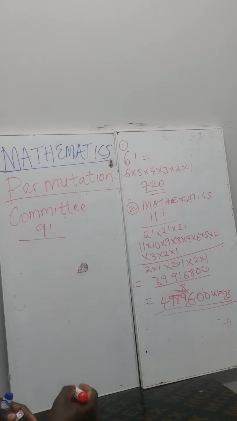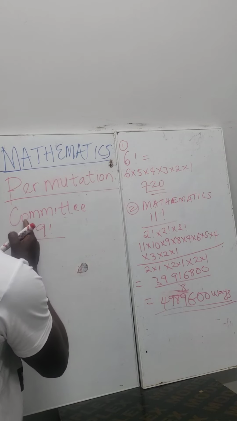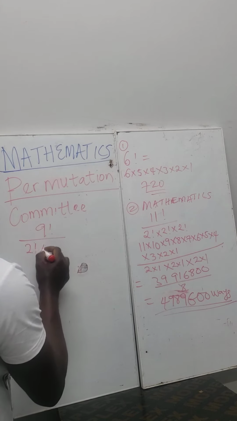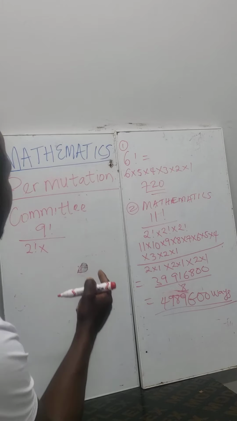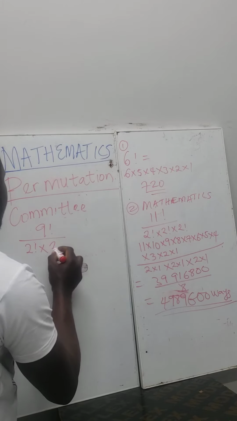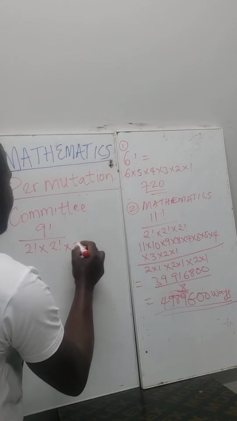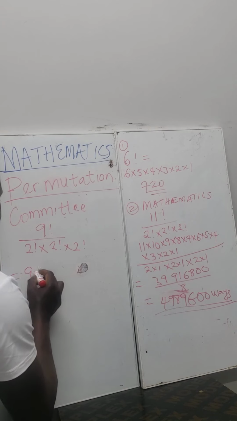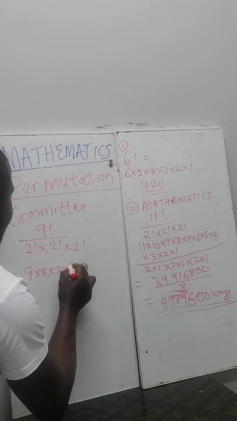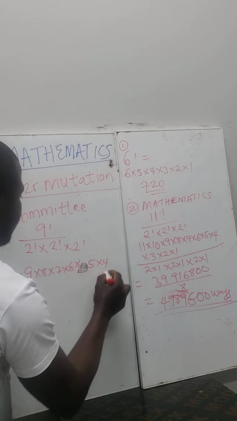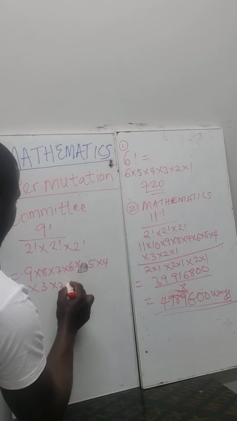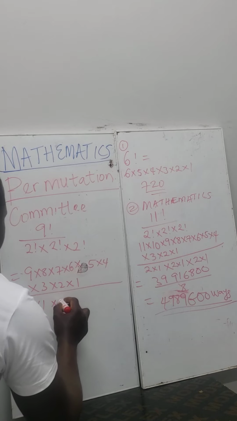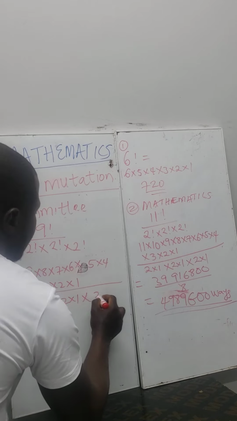Do we have any repeated letter? C is not repeated. What about O? O is not repeated. What about M? M is repeated. How many times? 2 times. We also have T repeated 2 times. Then E is also repeated 2 times. You understand the logic now? So we now say 9 times 8 times 7 times 6 times 5 times 4 times 3 times 2 times 1, everything divided by 2 factorial, which is 2 times 1, another 2 factorial, 2 times 1, another 2 factorial, 2 times 1.